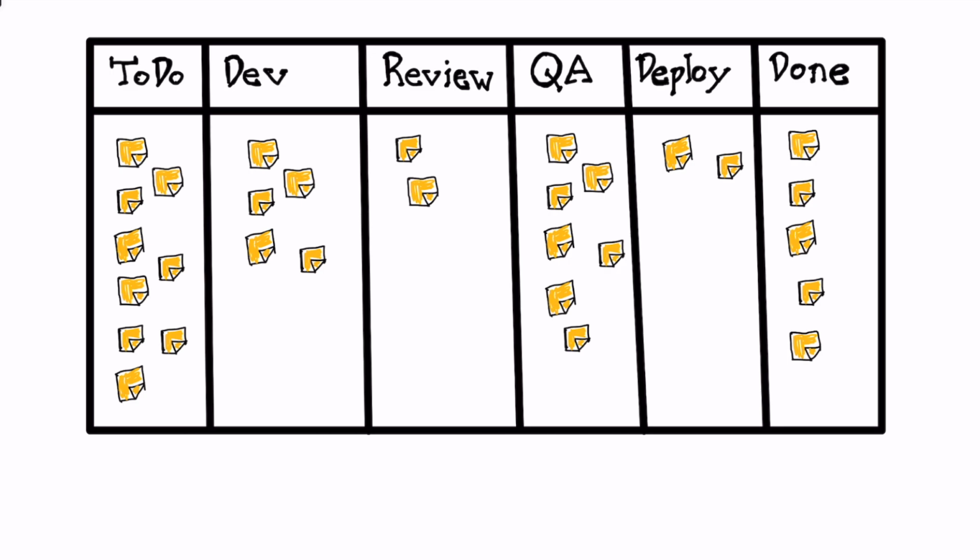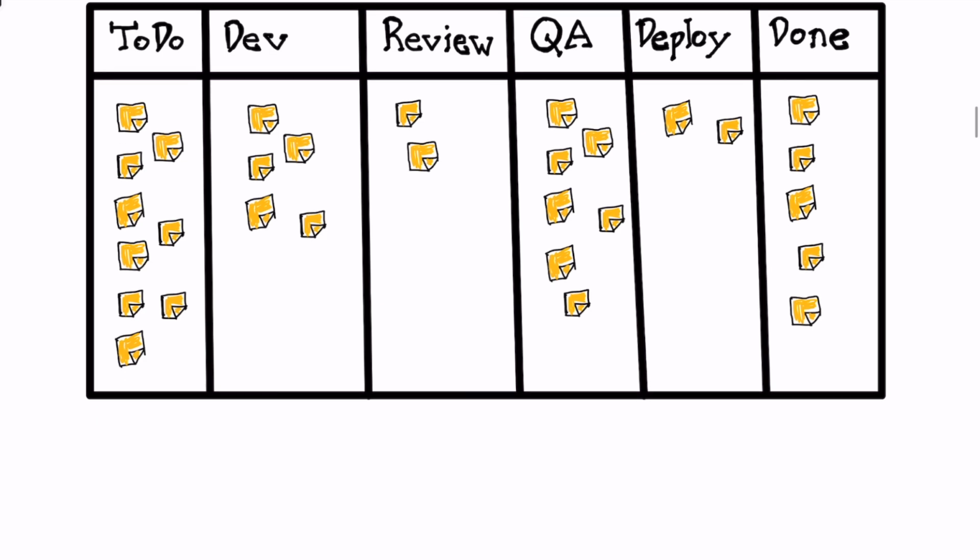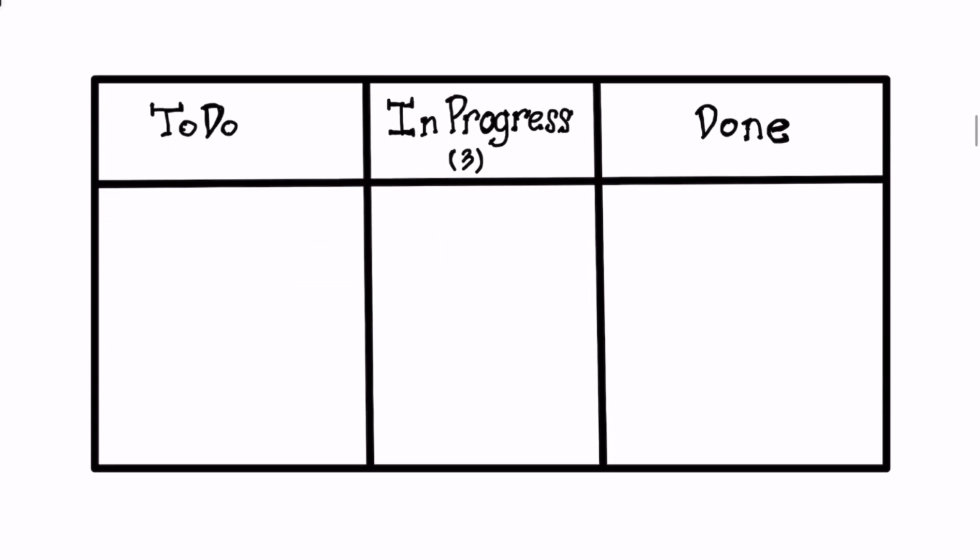There are 5 rules to Kanban. But don't worry, ain't nobody got the time to teach you all the 5 rules. For your purposes, you only need 2. And for your board, it doesn't need all these columns, you only need 3. To do, in progress, and done.